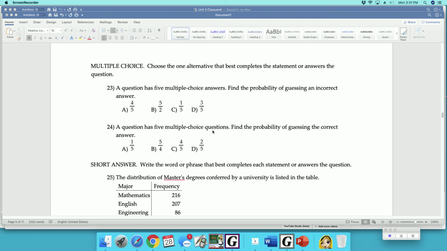All right. Here the question has 5 multiple choice answers. Find the probability of guessing an incorrect answer. So you have 5 multiple choice answers. One of them is correct. 4 of them are wrong. So it's 4 out of 5 is the probability of getting a wrong answer.